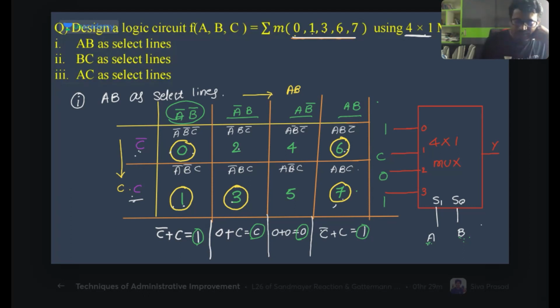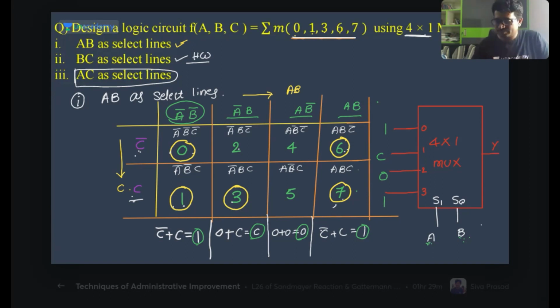Right. Now we have implemented AB. Now I will do AC, and you do BC as a homework.